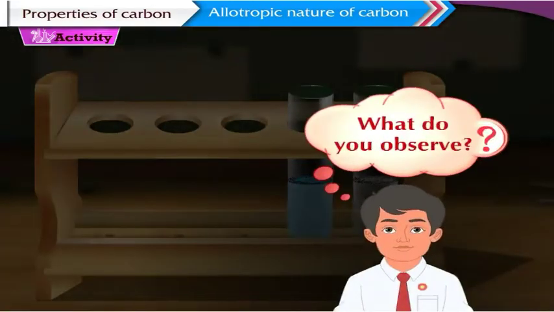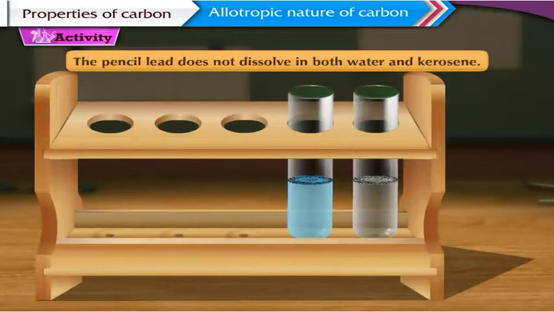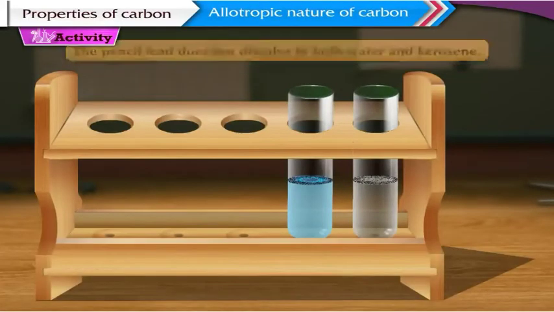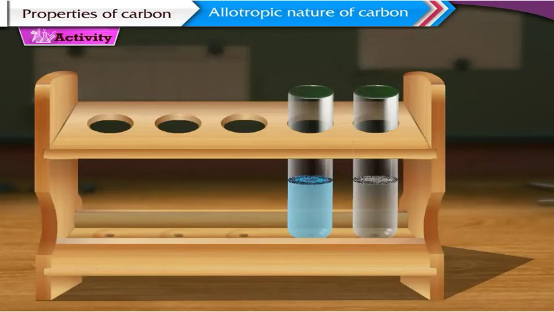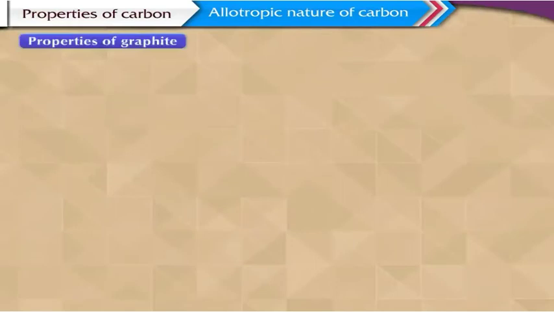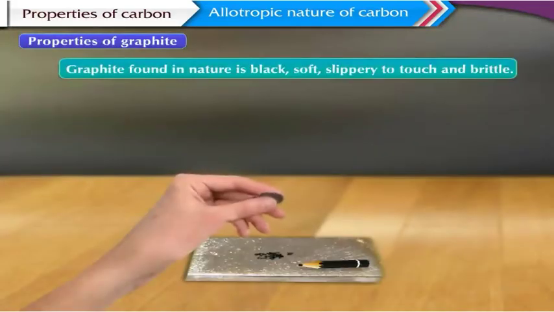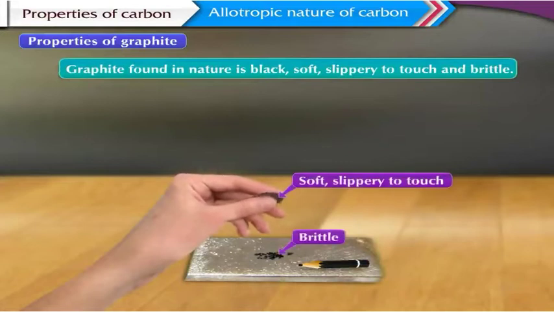What do you observe? The pencil lead does not dissolve in both water and kerosene. Let us now discuss the properties of graphite in detail. Properties of graphite. Graphite found in nature is black, soft, slippery to touch, and brittle.